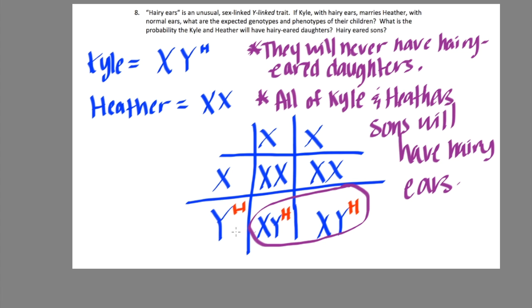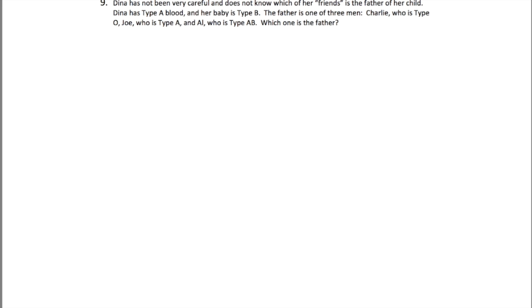Again, remember, the Y chromosome is only going to be able to give the hairy ears here. Our last question, number 9, we're looking at Dina and trying to figure out her baby's daddy. So Dina has not been very careful and does not know which of her friends is the father of her child. Dina is type A blood, and her baby is type B. The father is one of 3 men, Charlie, who is type O, Joe, who's A, Al, who is type AB. Which one is the father?